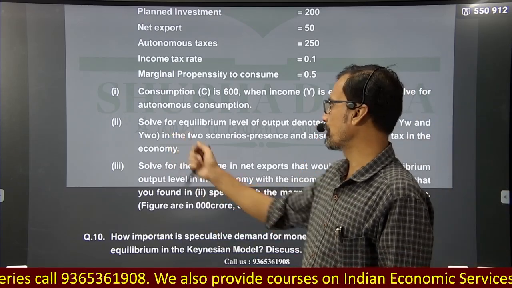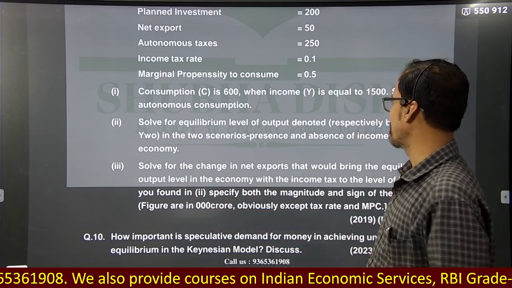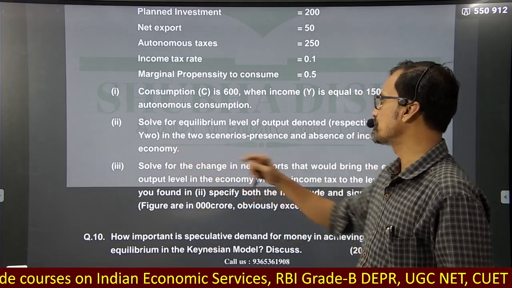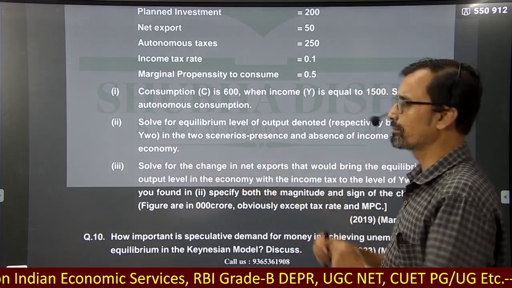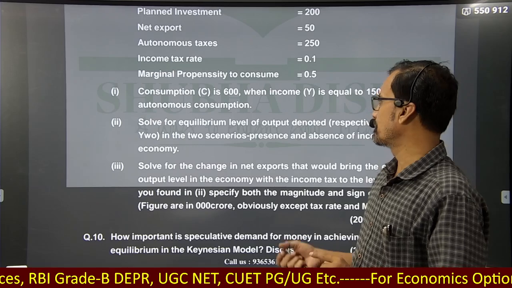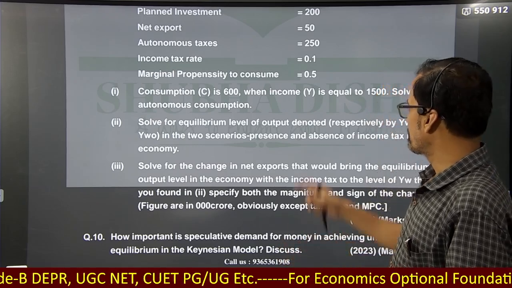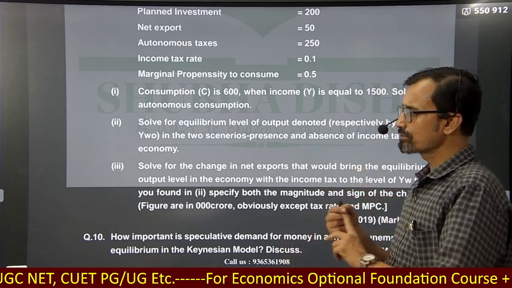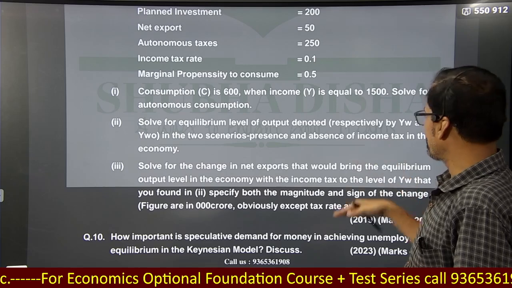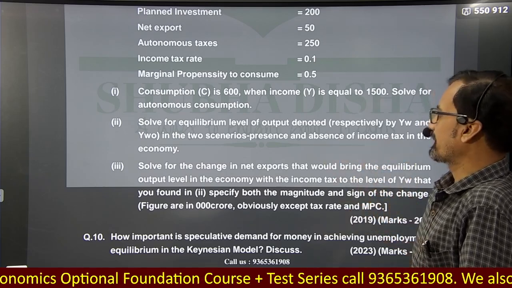Second question, solve for the equilibrium level of output, denoted respectively by YW and YW, in two scenarios, presence and absence of income tax. First of all, we have to find out the level of income without income tax. Next, we have to find out the equilibrium level of income with income tax.